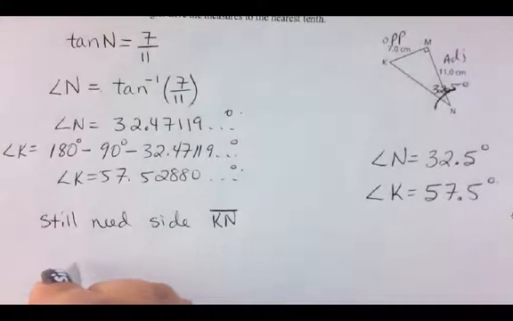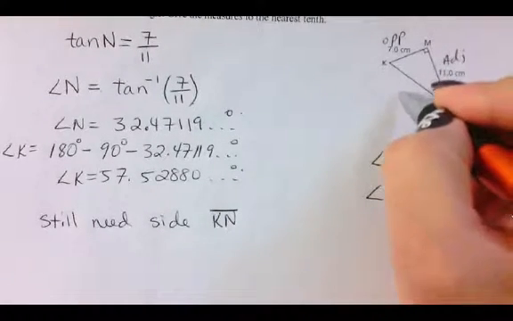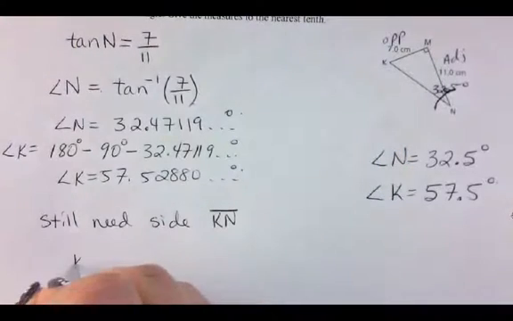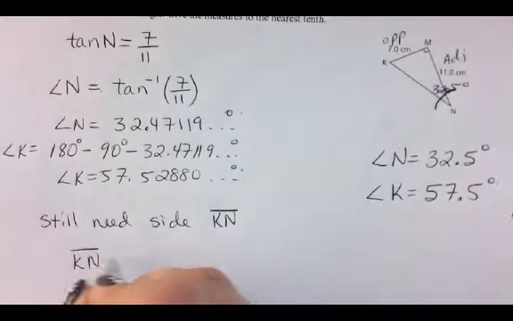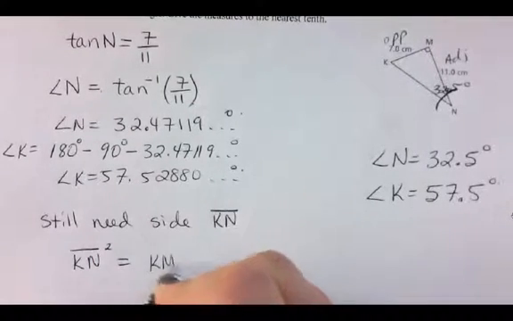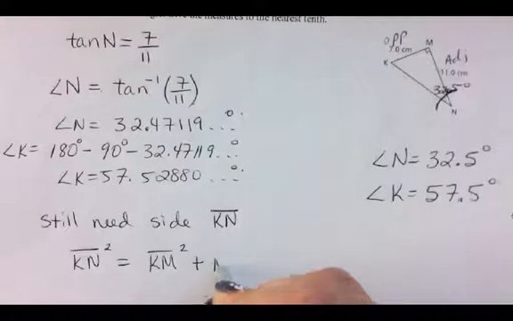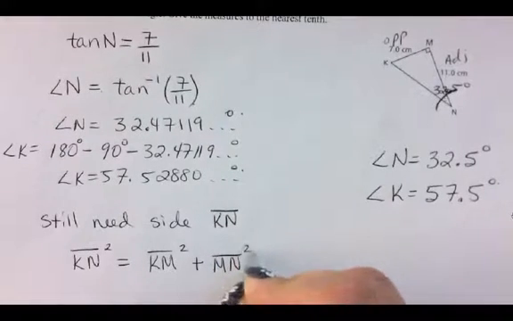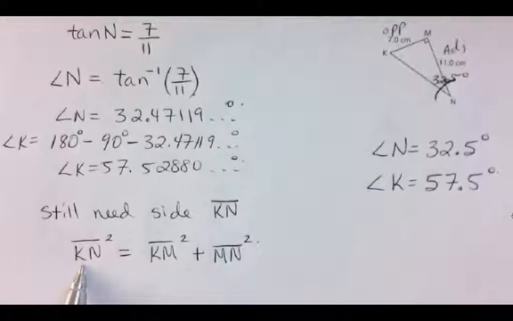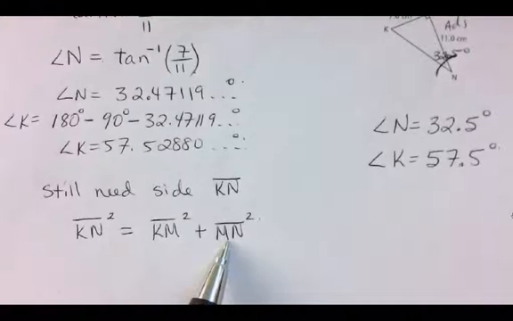So let's figure out, so what do you want to do? We'll call this KN squared equals KM squared plus MN squared, right? That's just like c squared equals a squared plus b squared. I just wrote it using the line segment notation.